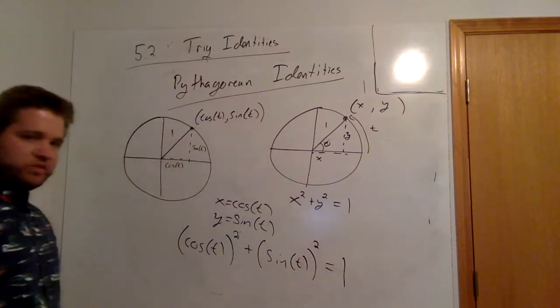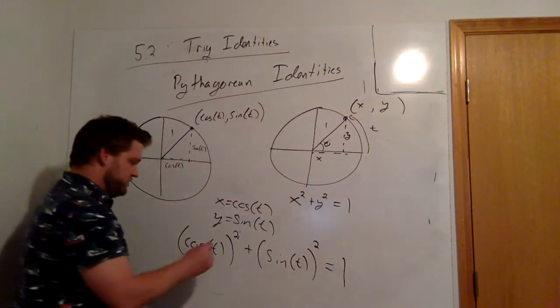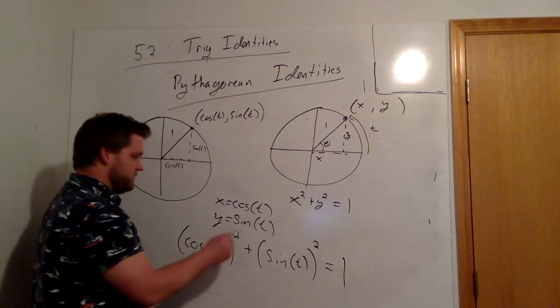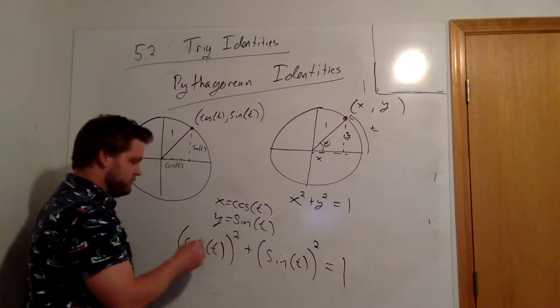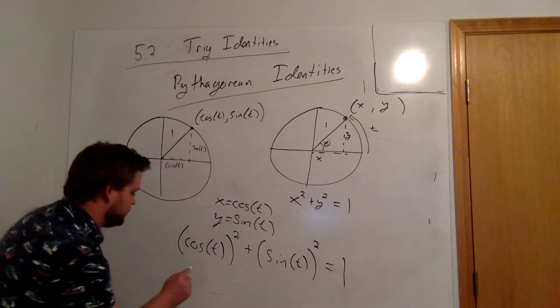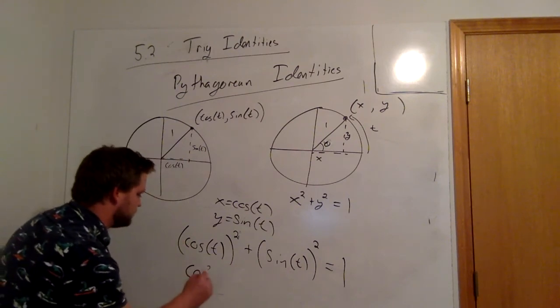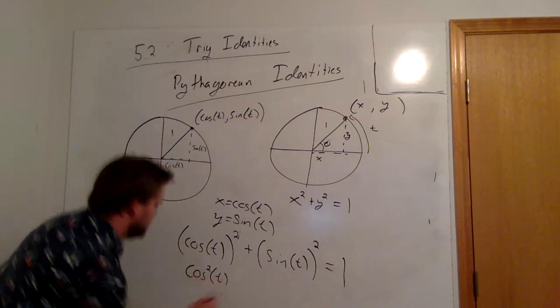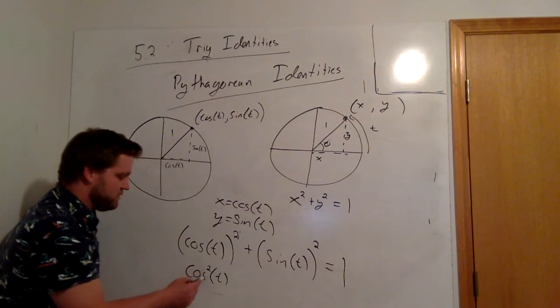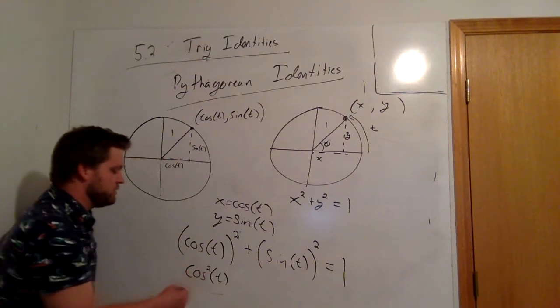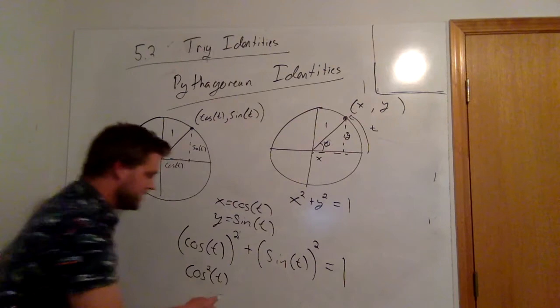Now, oftentimes when we square trig functions, it's very common to not write the 2 here. We oftentimes move the 2 here, so we would equivalently write cosine squared of t. This is just a convention. When I see a cosine with a 2 here, that means cosine times cosine. If there was a 3 here, it'd be cosine times cosine times cosine.